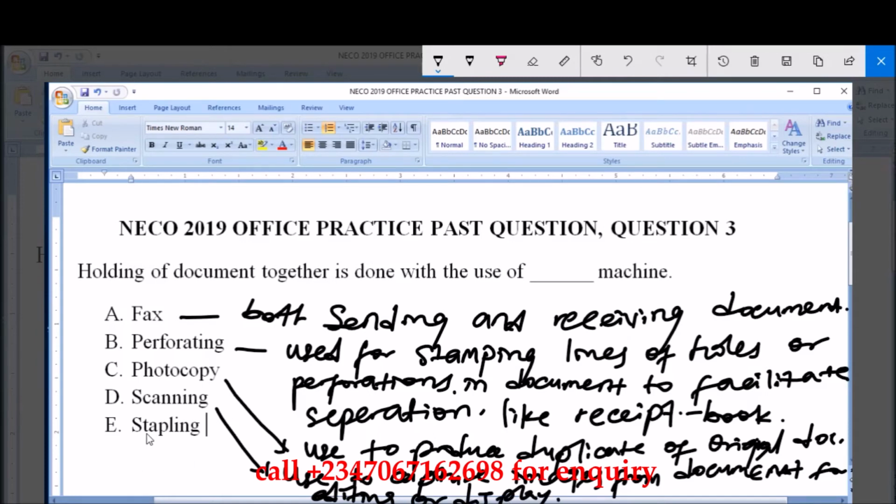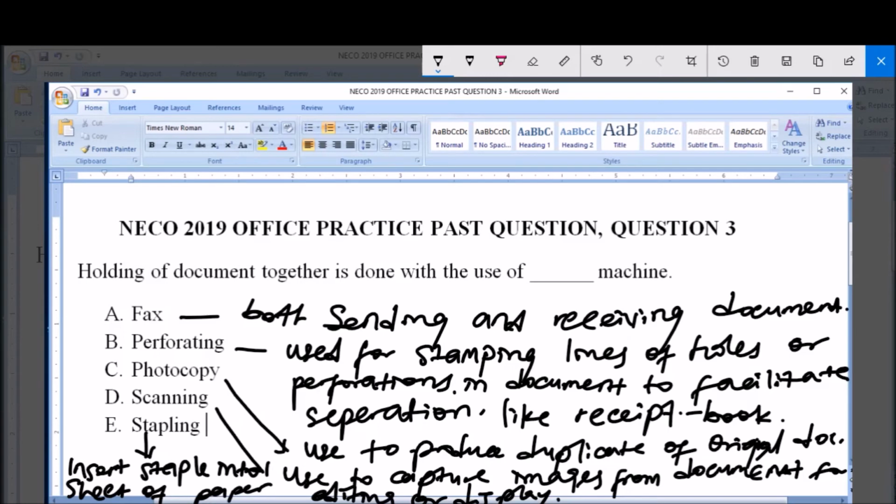Now E here says what? Stapling machine. Now a stapling machine is simply used to what? To insert staples. These staples are actually made up of metal, into sheets of paper, that is our documents, in order to what? To hold them together, in order to fasten them. This fastening simply means what? Holding, in order to hold them together. So stapling machines are simply used to what? Insert staples into sheets of paper, into the document, for the purpose of holding them together.